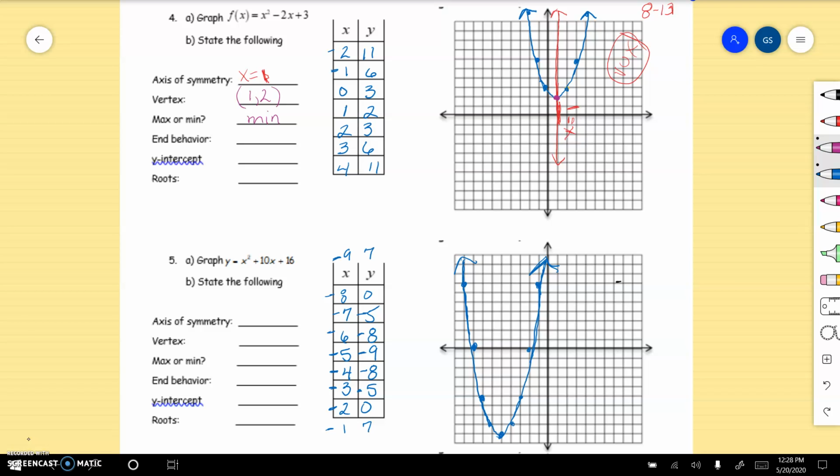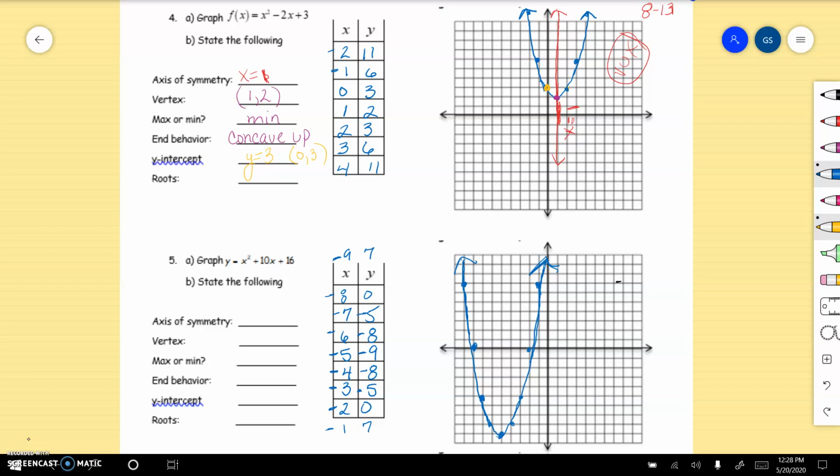The end behavior, that's concave up. That's talking about the arrows. What are the arrows doing? So that's concave up. Okay, the y-intercept. The y-intercept is, like always on every graph, where the graph goes through the y-axis. It's this point here. So that's going to be (0, 3). We could also just say y equals 3. We do that a lot with the y-intercept, even though it's a point.